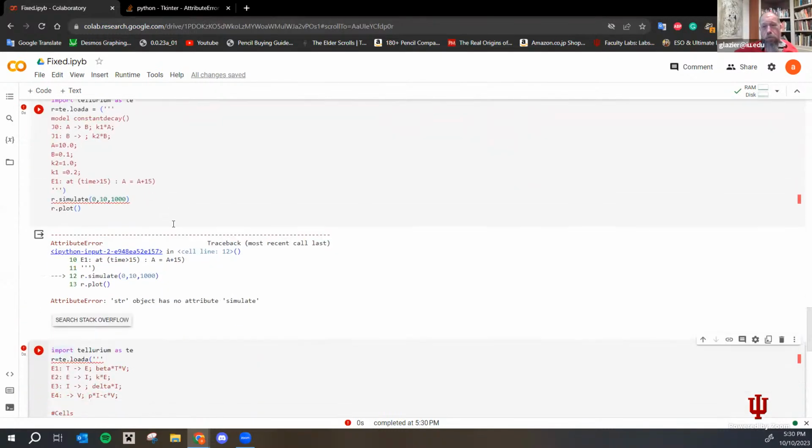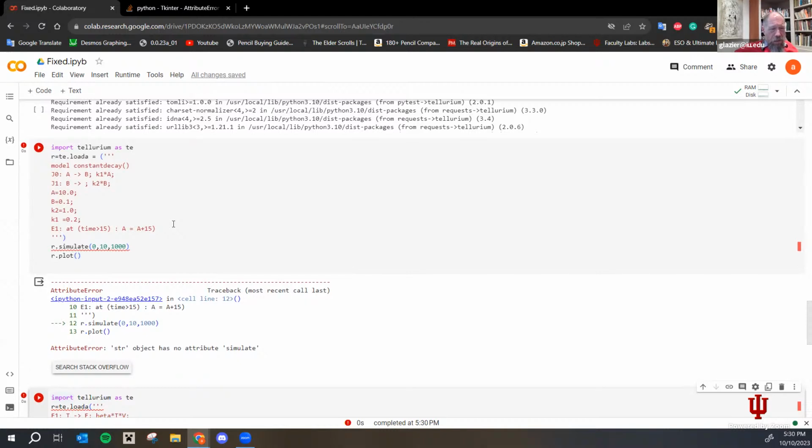Stop. If you jump around too much, it's hard to see. Okay, so scroll up so we can see the whole cell. Import Tellurium as te, r equals te.loada, model. So the problem is that you have a syntax error here. And when the syntax error breaks the Tellurium parser, it won't work for anything else. So if you get rid of the line model constant decay, it'll work.